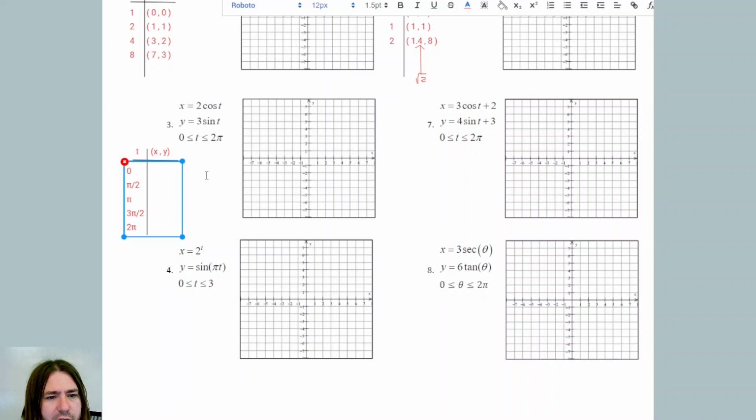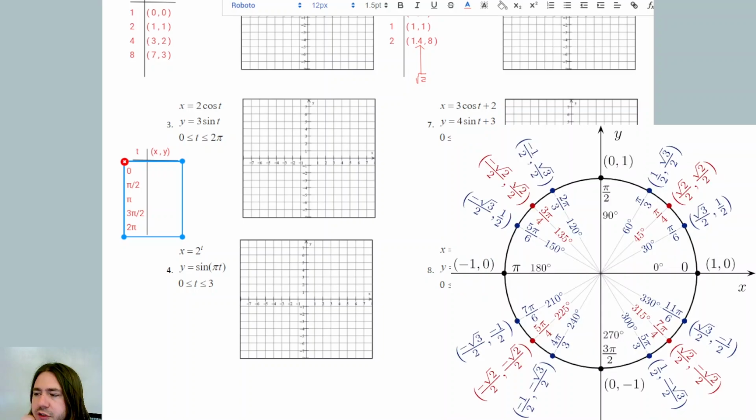At this point, I'm going to bring up the unit circle so we can see where I'm getting these values from. So at t equals 0, cosine is 1 and sine is 0. If I multiply the x value, or the 1, by 2, I get 2. And if I multiply the 0 by 3, I still get 0. So I'm going to have 2, 0.